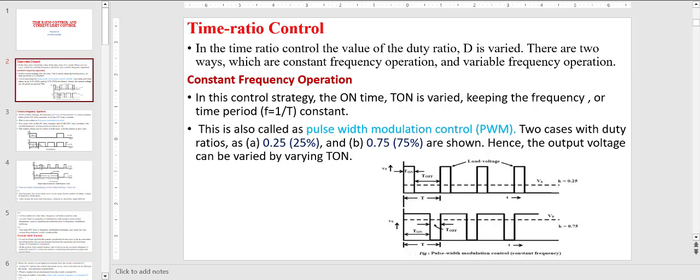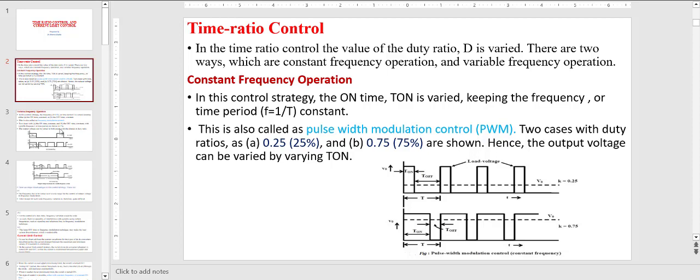If duty cycle is more, the average DC output voltage will be more. So here in this example, A actually representing duty cycle 25% and B represent a duty cycle of 75%. So keeping the T total time period of a cycle constant, and by varying T on, the output voltage can be controlled. This is the constant frequency operation. Constant frequency because overall time period is kept constant.